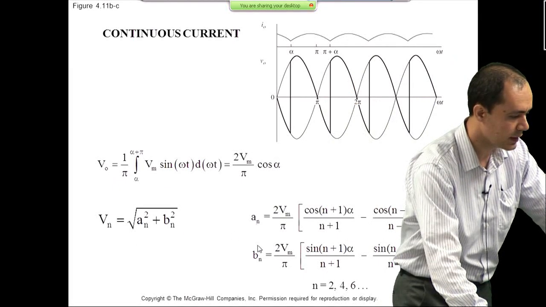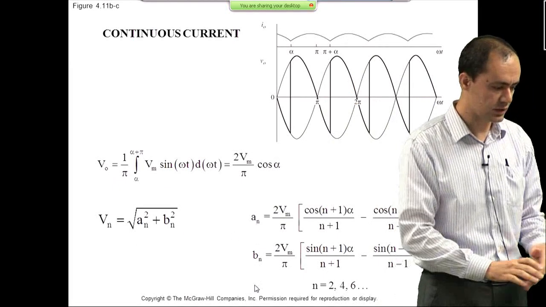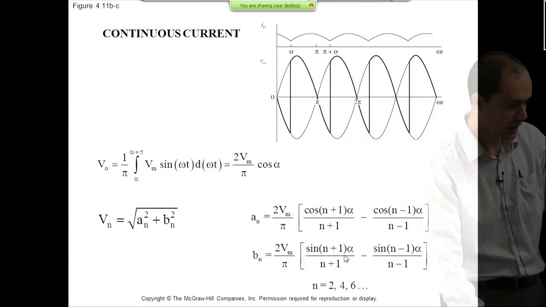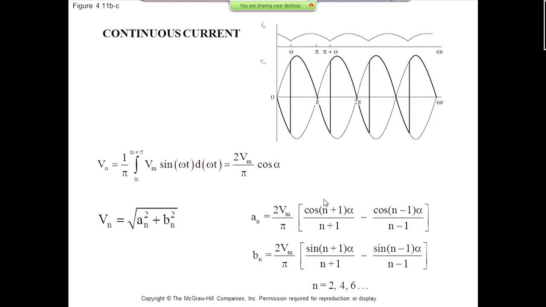So A_n and B_n are the components of your Fourier series, and n is the order of the harmonic that you're interested in. As it turns out, because of the symmetry in the system, you only have non-zero harmonics at n equals 2, 4, 6, and so forth. So for instance, you don't have a harmonic at n equals 3.